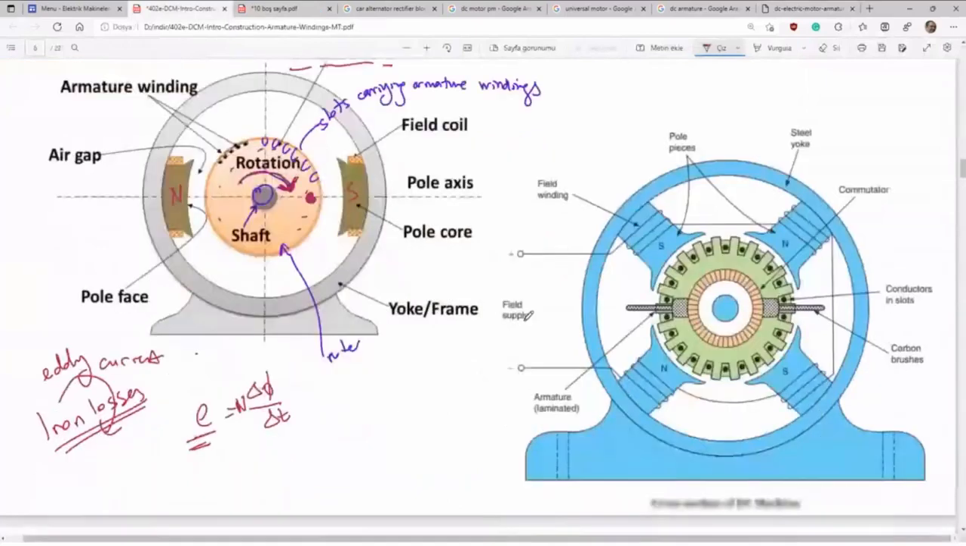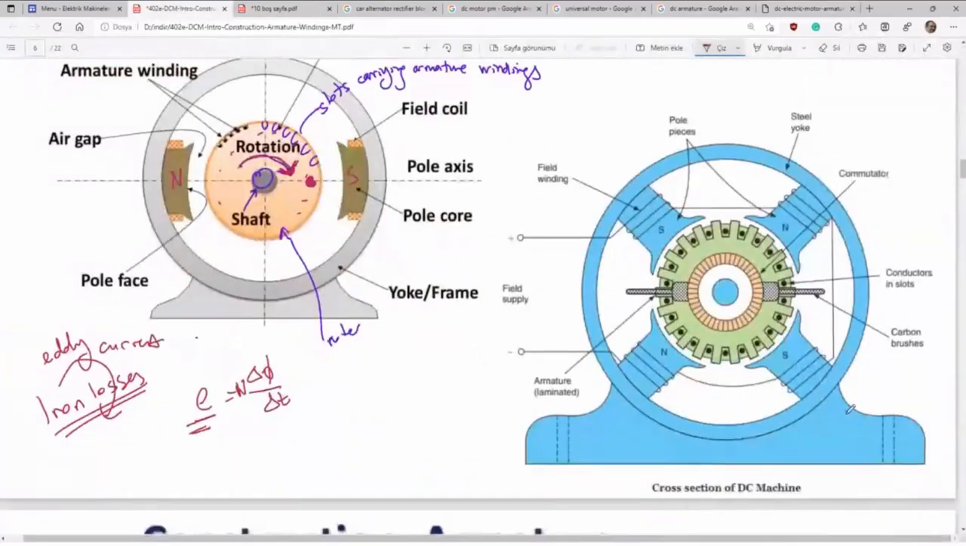On the right-hand side, you see a four-pole machine. Here are electromagnets. You see N, S. All electromagnets are connected in series from here to here and here to here. All those coils are connected in series, constructing the field winding. You always supply DC to these field coils.